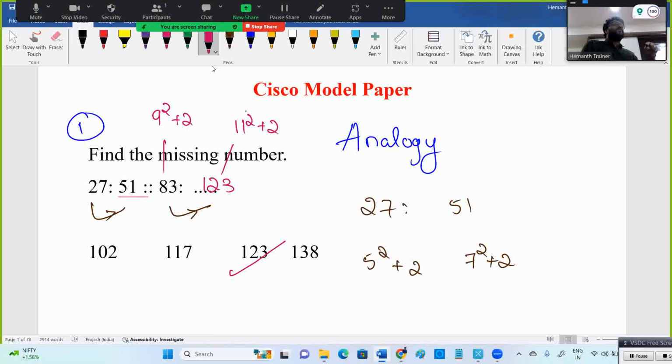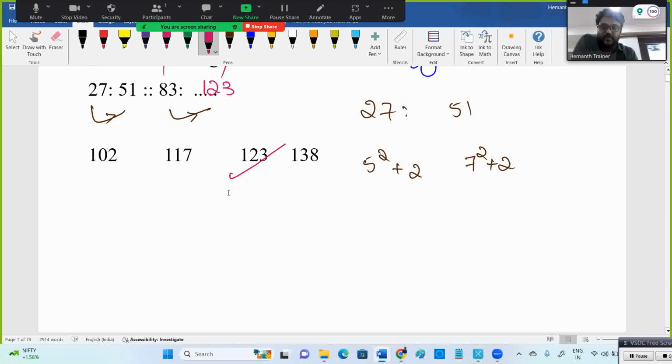5 square plus 2, 7 square plus 2. If I give 13 square plus 2, what is your answer? It is not 15 square plus 2. You need 17 square plus 2, since 5 and 7, 13 and 17 are prime numbers. They can create lots and lots of questions, including prime numbers as well. So analogy looks a bit simple, but there are a lot of things you can learn while practicing. There are thousands of questions available. You can practice all those.